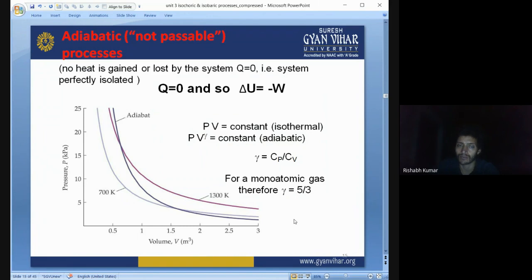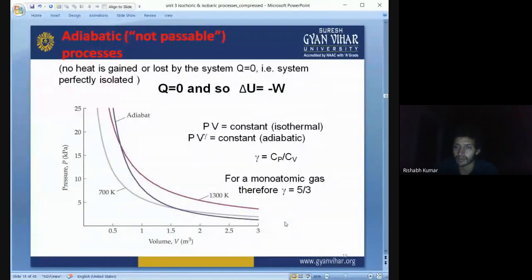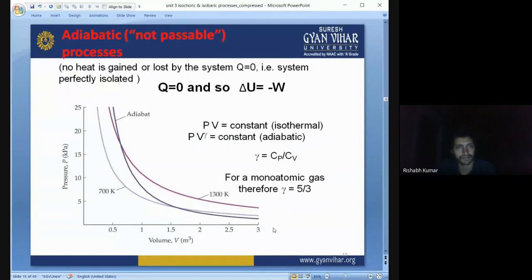So for monatomic gas, the equation becomes PV^(5/3) equals constant. For a diatomic gas, gamma becomes 7 by 3.